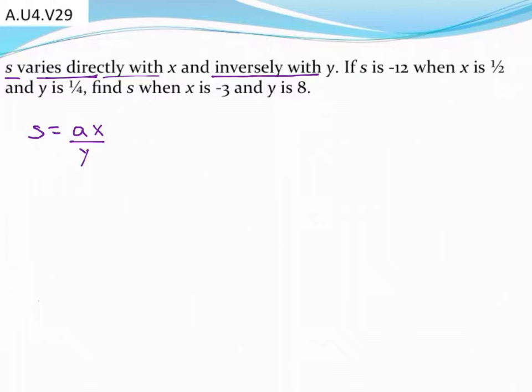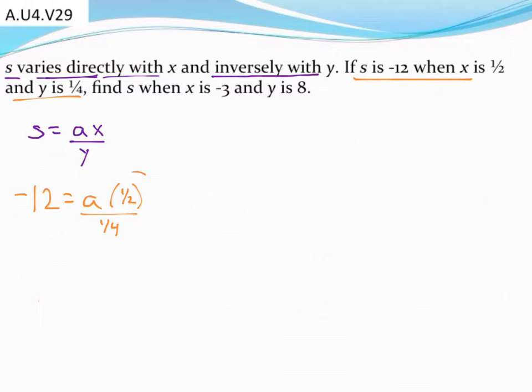So step one of the problem then, part one, is they'll give you some numbers to plug in, hopefully everything besides a, so that we can find out what a, our constant of variation, is. So let's go ahead and plug those numbers into our model. So s is negative 12, a is a, of course, x they tell me is 1/2, and then y is 1/4. So let's go ahead and simplify this and then find what a is.